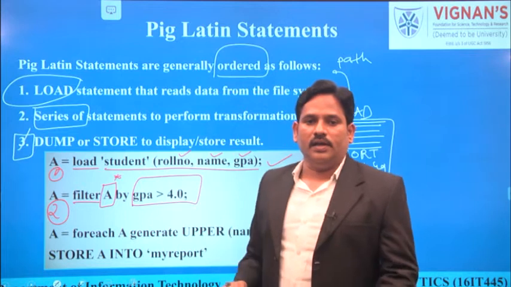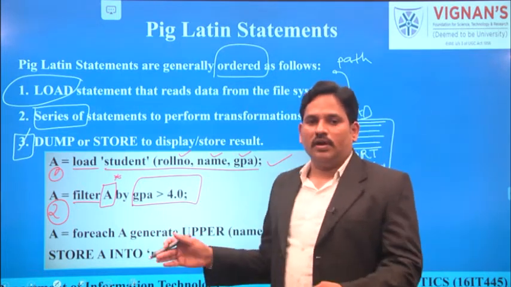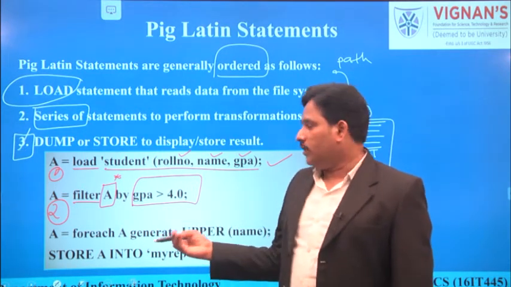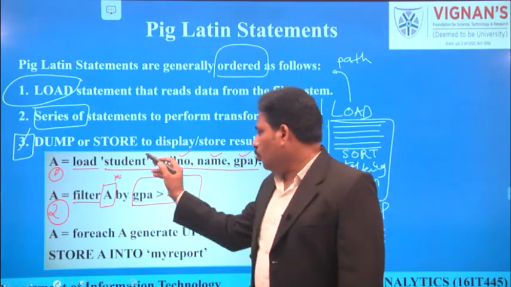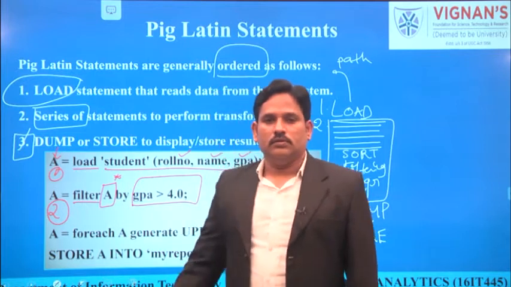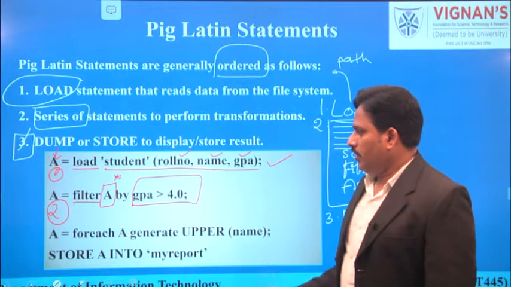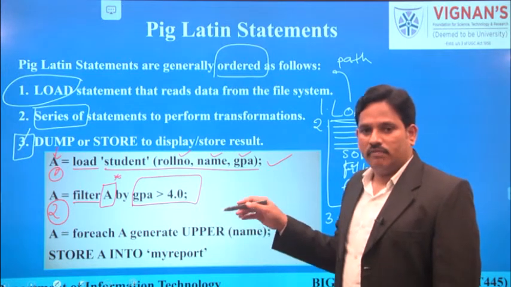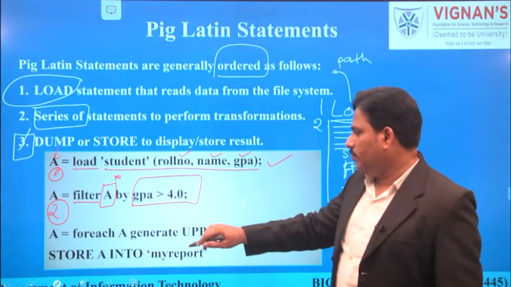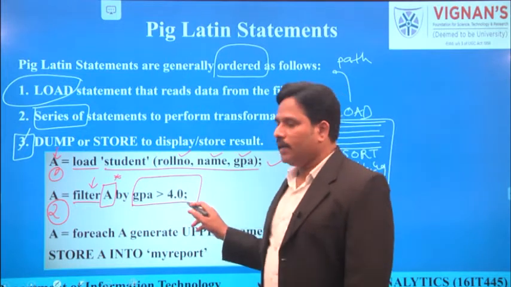Look at here, A is not a variable here. Because we are familiar with other programming languages, a single character we will call a variable, but in this it is not a variable, it is a data record. That means the complete student table is loaded in this variable called A. So A is not having a single value, A is having complete tabular information of the student table. On that table we are applying a filter command and the condition is GPA greater than 4.0.